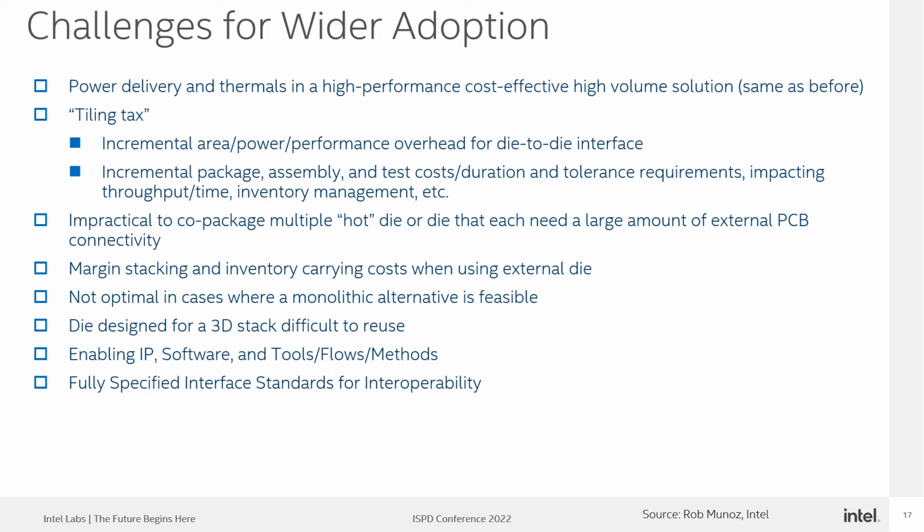There is a tiling tax. There will be an incremental area, power, and performance cost paid for die-to-die interfaces. There is a package assembly, test, and duration cost for making all this happen. There will be tolerance requirements, throughput time requirements, and inventory management problems. We also saw that you cannot co-package multiple hot dies together. So you have to manage the thermal solutions, and similarly performing dies should go together if you have variability in your products. There is also margin stacking and inventory carrying costs that we have to manage.